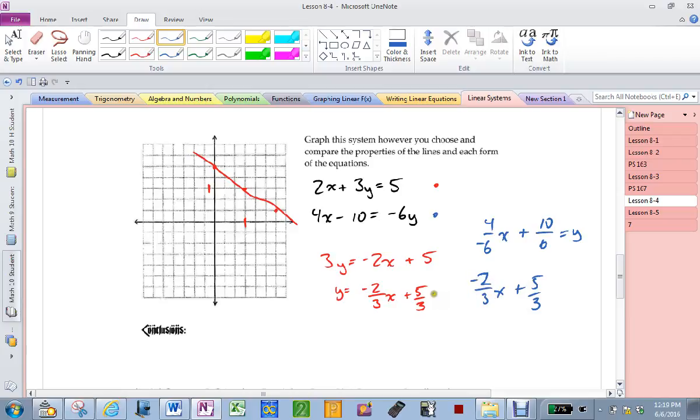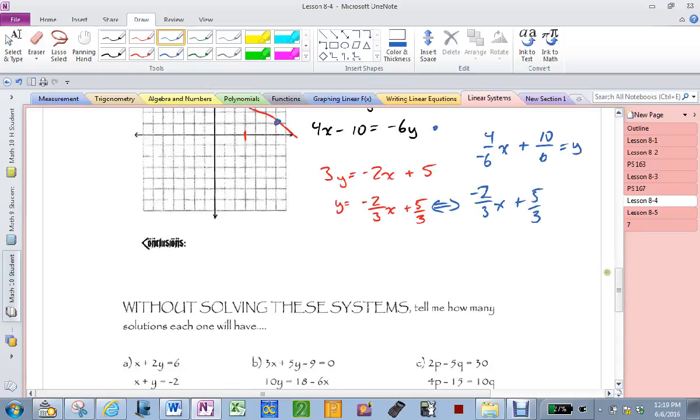Wait a cotton picking minute. It's the same line. So what does that tell us? That every single dot is going to be a solution to both, isn't it? Same line. So what does that mean? How many solutions do they share?